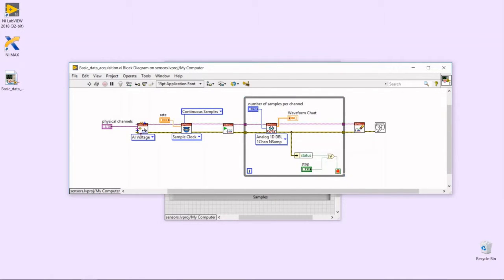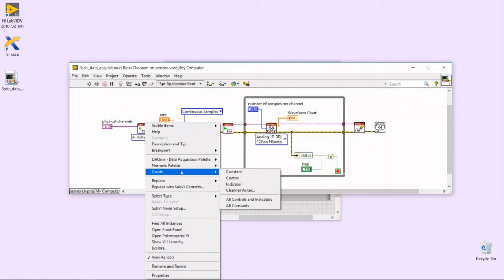Because we're measuring from the real AD card, we have to say which is the maximum value that our input can take, which is the minimum value, and what is the input terminal configuration. Input terminal configuration specifies how we measure the signals. I'm going to place a constant here so we can see what our options are.